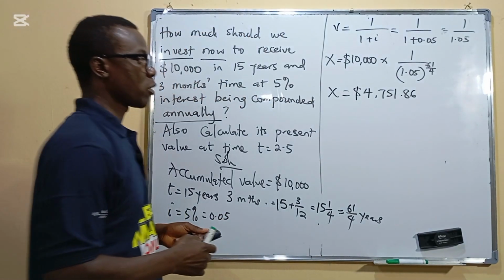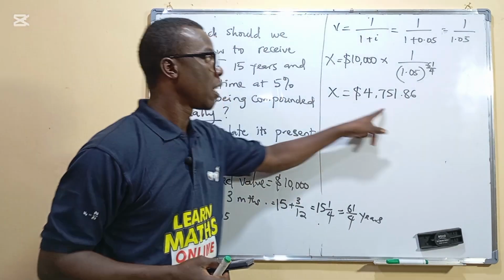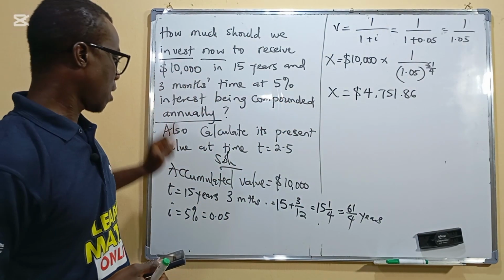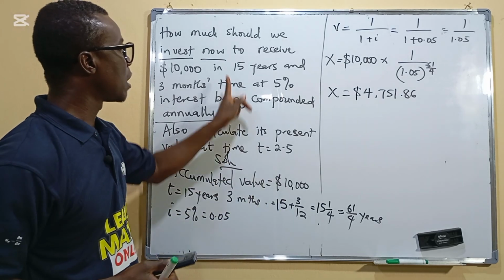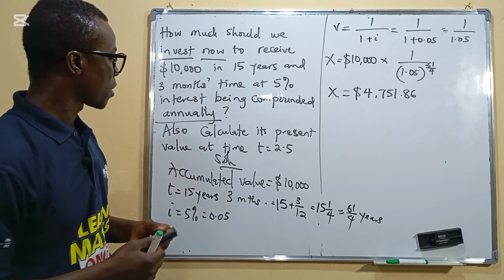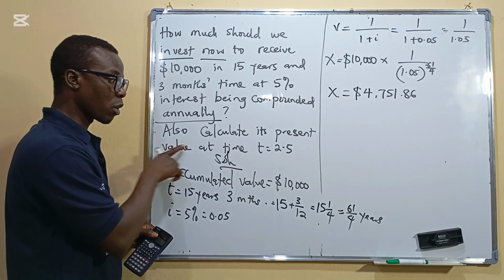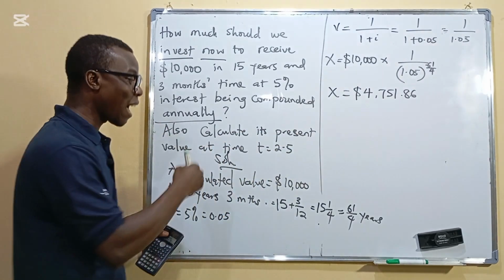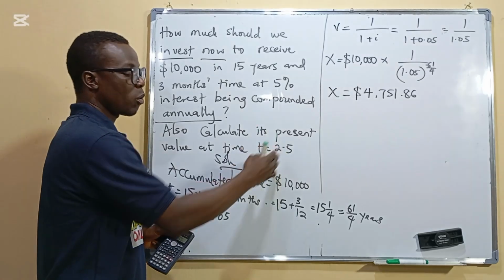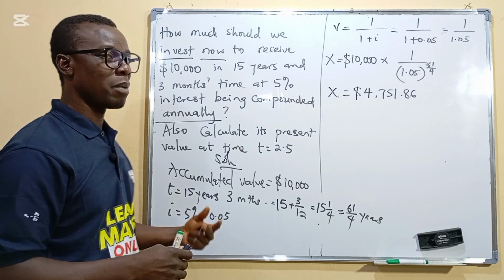4,751.86 US dollars. So this is exactly what will be needed to accumulate 10,000 US dollars in 15 years, 3 months time. So that's the first part of the question. And for the second part of the question, it says also calculate its present value at time t equal to 2.5. So what does this simply mean?